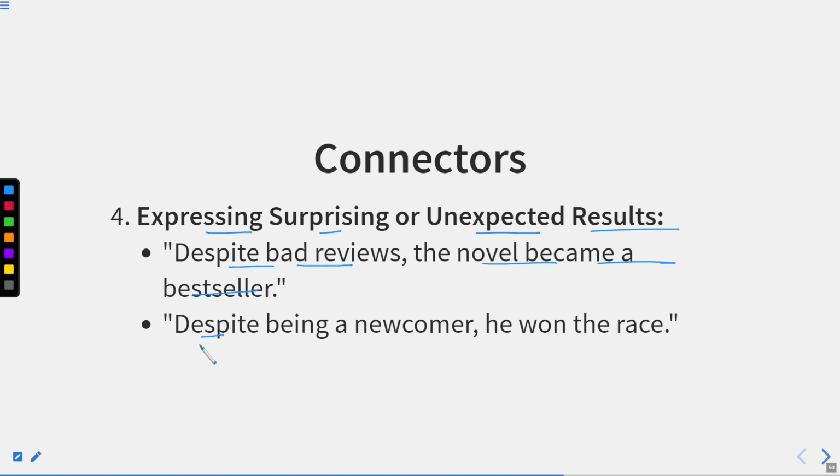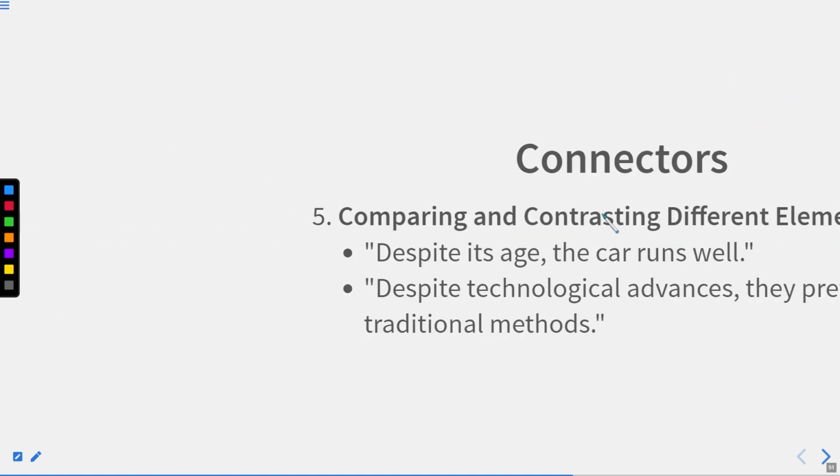So here we have written despite being. So being shows the state of being of someone. If I had written although over here, though over here, I could write though he was a newcomer. But the ing form of this be is being. So we can write this, that despite being a newcomer, he won the race.